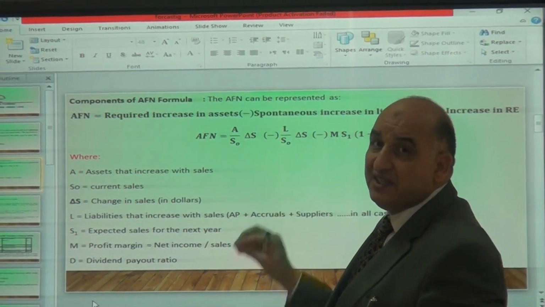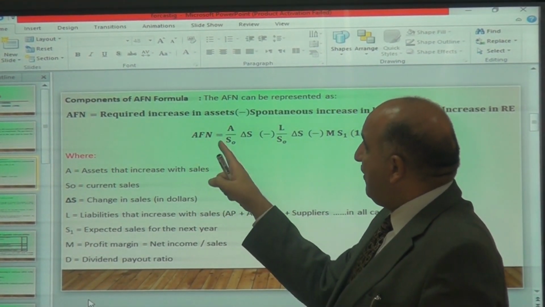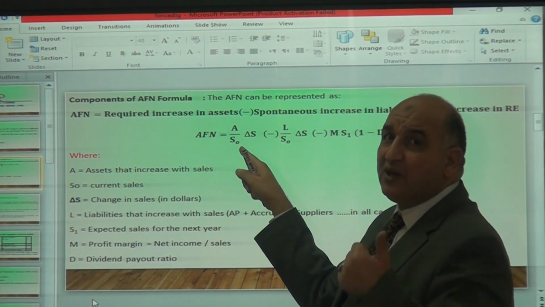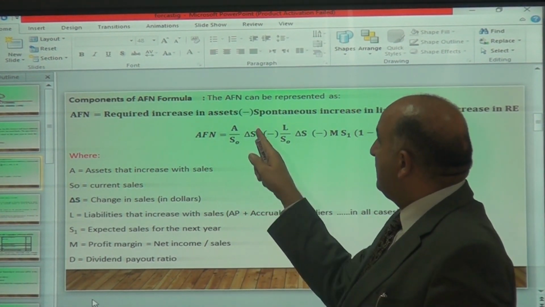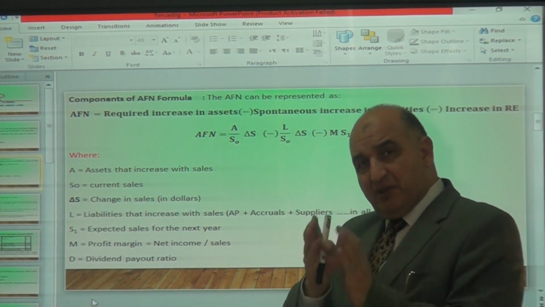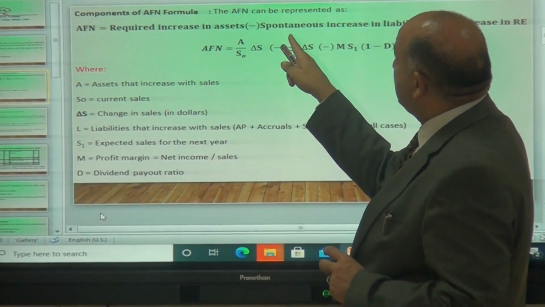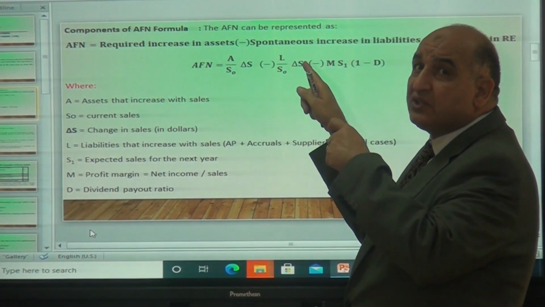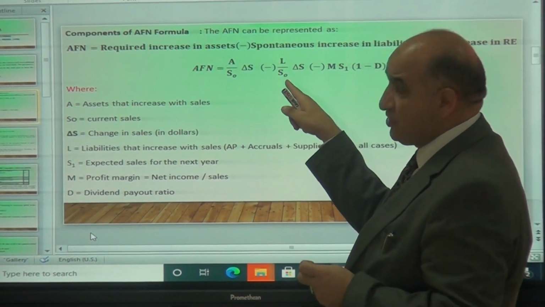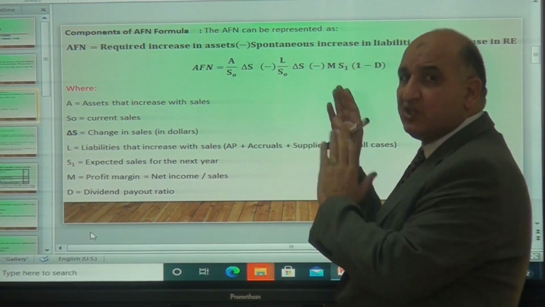How can we calculate the increase in assets? This is the equation, which must be memorized. Additional fund needed equals the assets as a percentage of sales, multiplied by delta sales. What is delta sales? New sales minus old sales. Then minus the liabilities that are going to increase automatically with increasing sales, as a percentage of old sales. This is also multiplied by the change in sales.